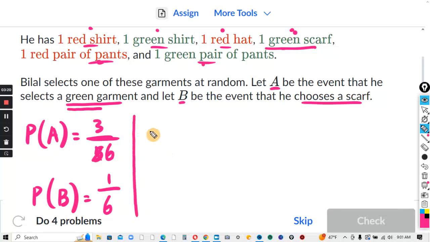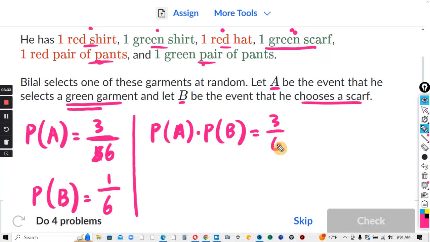All right. And now let's find the probability of A times the probability of B. That's going to equal 3 over 6 times 1 over 6. All right, canceling fractions. 6 divided by 3 is 2. 1 times 1 is 1 in the numerator, and 6 times 2 is 12 in the denominator.